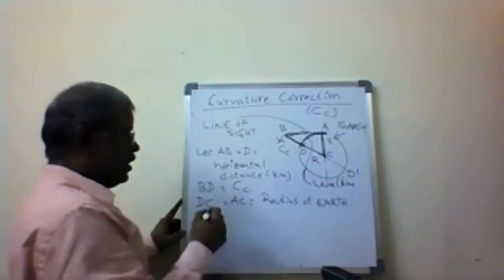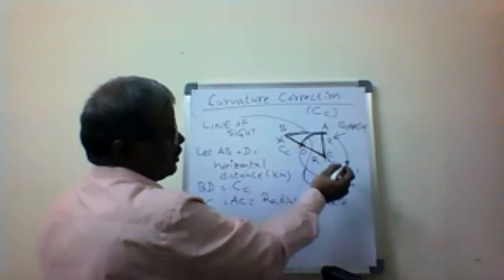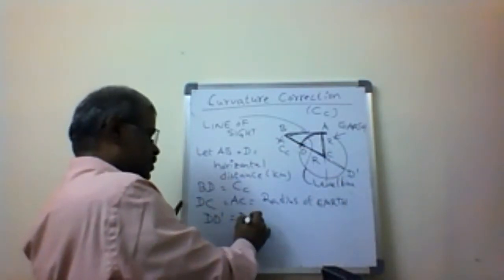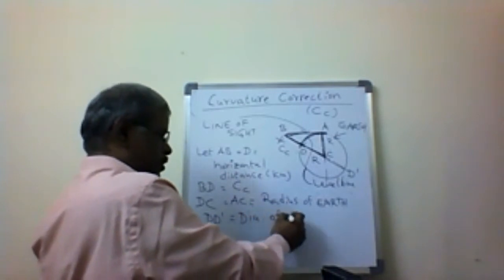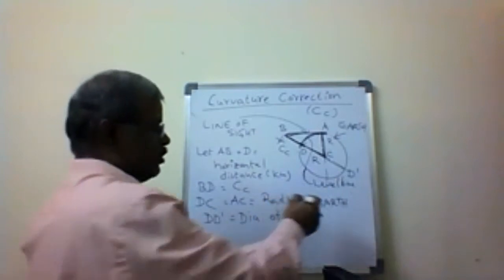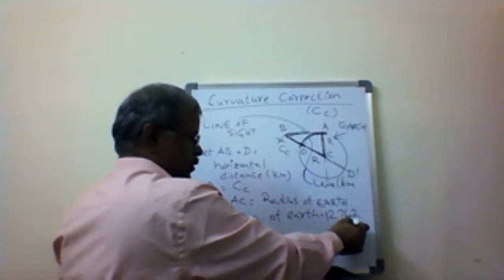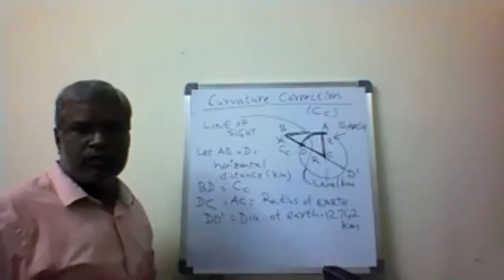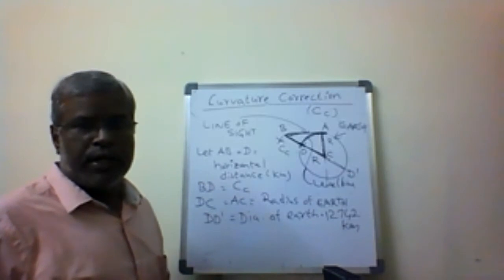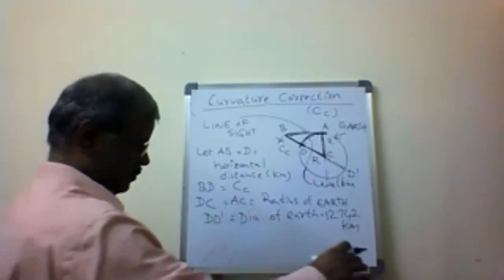D to D dash is the diameter of the earth. That will be taken as 12,742 kilometers. So D dash is the diameter of the earth. Now our objective is to find the magnitude of CC.